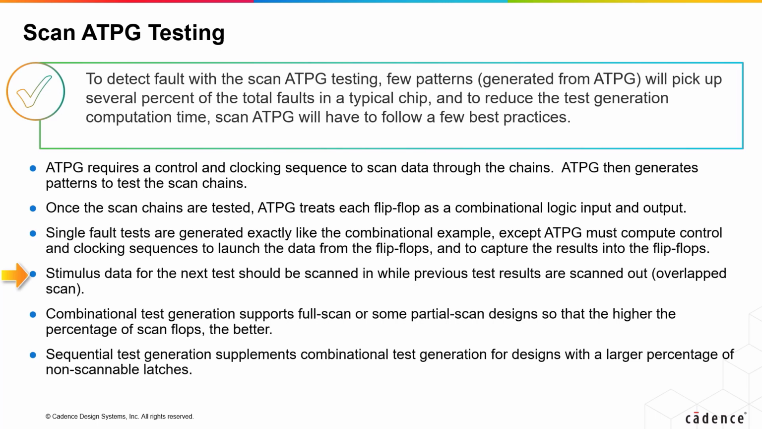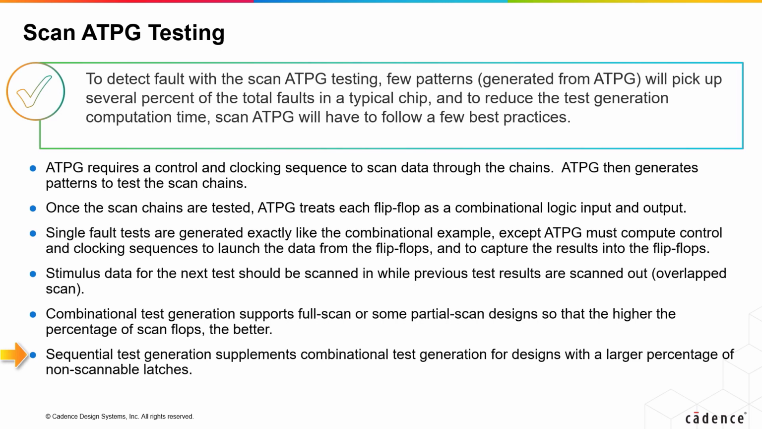While the discussion has assumed full scan, all flops are in the scan chains, the combinational test generator will tolerate a small number of non-scan flops, particularly if there is no feedback around the non-scan flops. The more non-scan flops in the design, the higher the computational time and number of test patterns it may take to achieve the desired fault coverage.